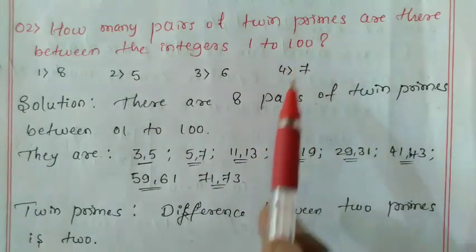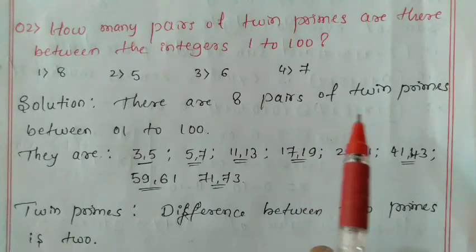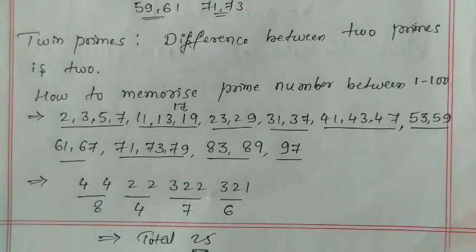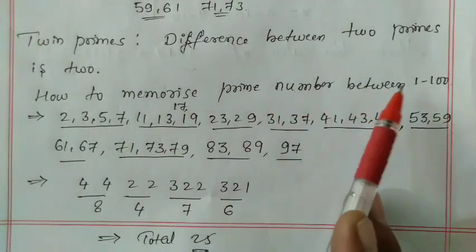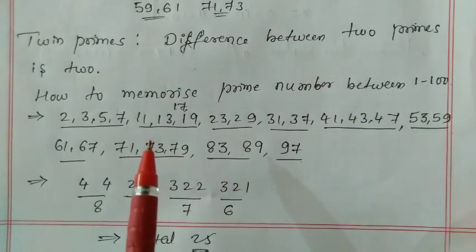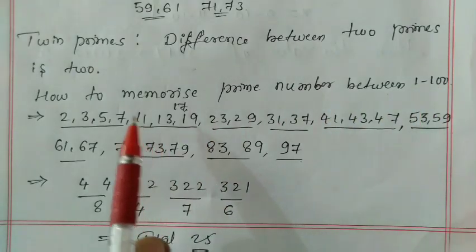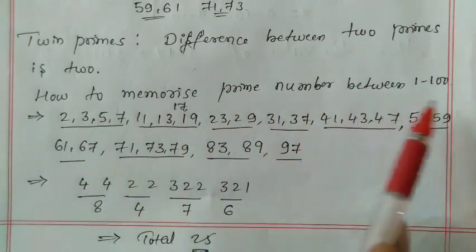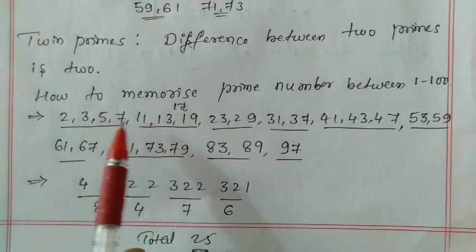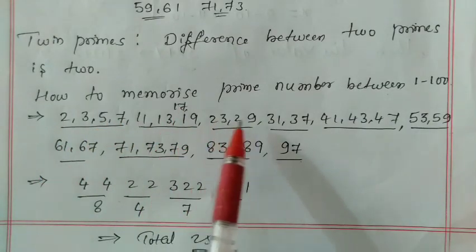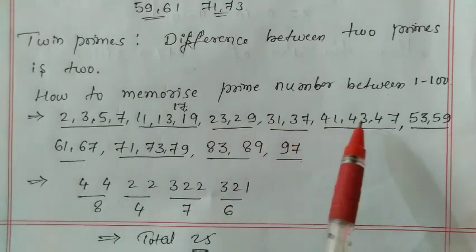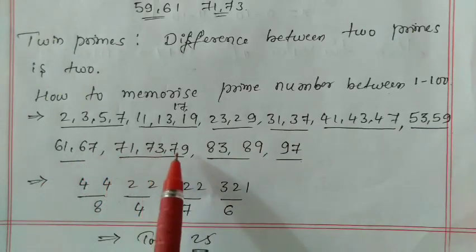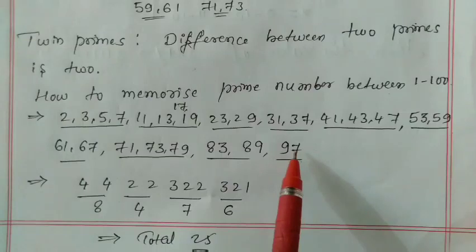A prime number means a number which is divisible only by 1 and itself. This is the definition of a prime number. Here we can see how many prime numbers are there between 1 to 100. I will tell you how to memorize the prime numbers between 1 to 100 in an easy way. Between 1 to 100 the prime numbers are 2, 3, 5, 7, 11, 13, 17, 19, 23, 29, 31, 37, 41, 43, 47, 53, 59, 61, 67, 71, 73, 79, 83, 89, and 97.